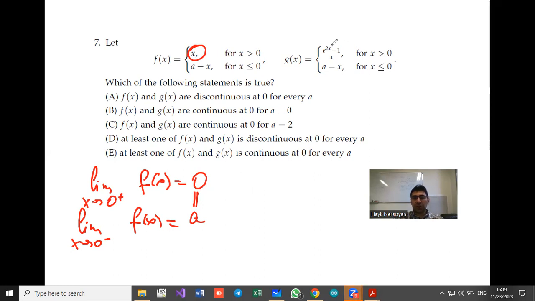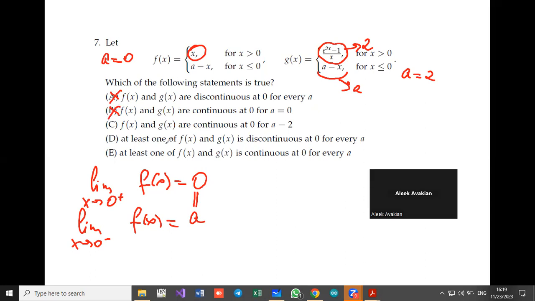What about function g? Limit of this part from the right side is what, guys? 2. Thank you. And from the left side is a. So here continuity holds if a equals to 2. For function f, continuity holds when a equals to 0. And now after this calculation, let's find the correct statement. F and g are discontinuous at 0 for every a. Not true, because when a equals to 0, f is not discontinuous. So that's wrong. F, g are continuous at 0 for a equals to 0. No, for a equals to 0, g is not continuous.